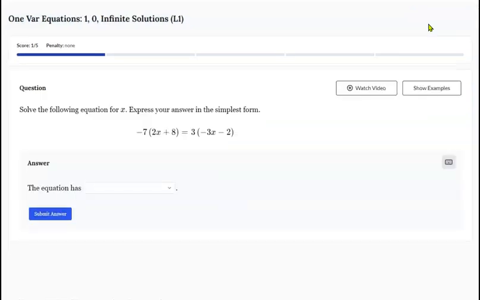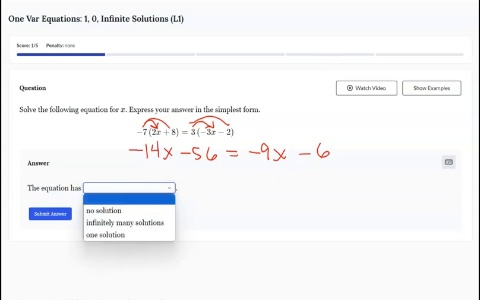That's it. One more time. Let's do some simplifying here. Negative 14x minus 56. Negative 9x minus 6. So this definitely has 1 solution.